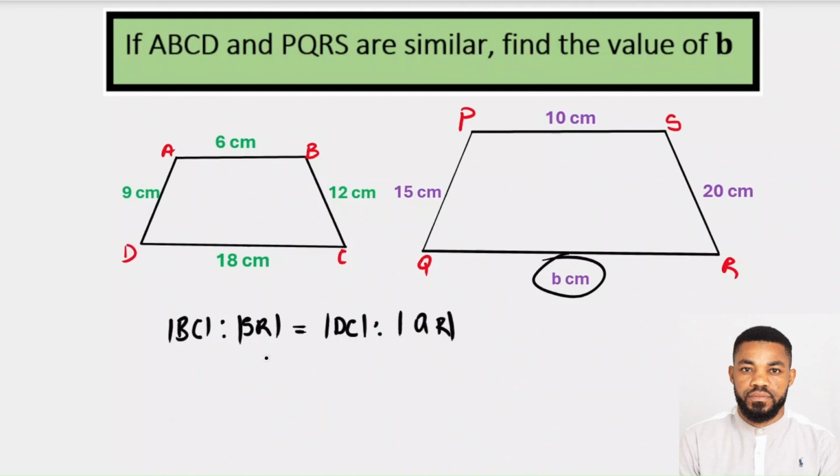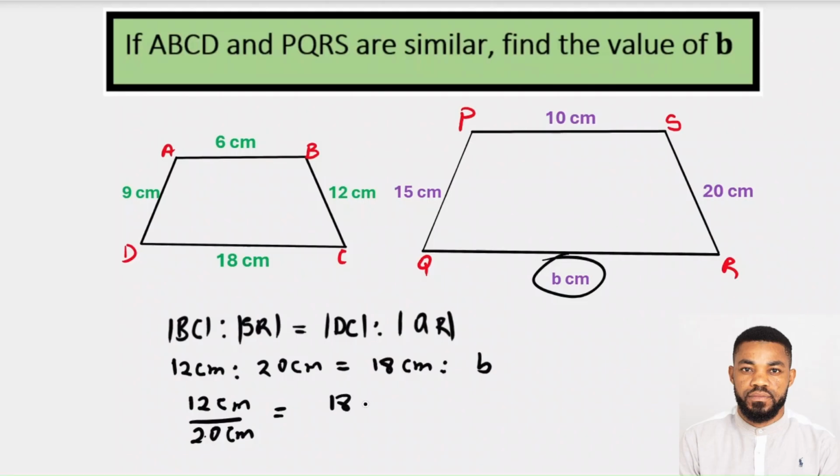So now, if you have to do the substitutions, BC is 12 centimeters, so you have 12 centimeters here. To that of SR is 20, so you have 20 centimeters here. And that is equal to DC. DC is 18 centimeters. To that of QR, and that is B. That's what we are looking for. Now we can rewrite the ratios as fractions. So you have 12 centimeters out of 20 centimeters. And that is equal to 18 centimeters out of B.